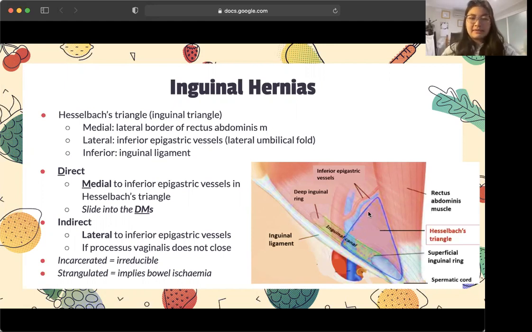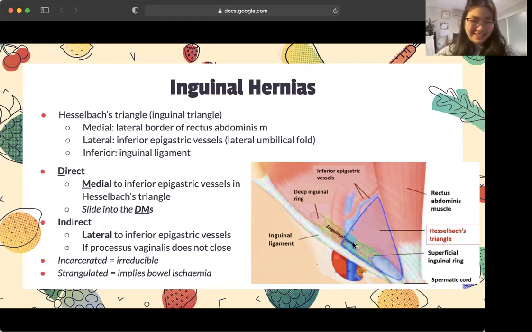You can remember that a direct inguinal hernia lies medial to the inferior epigastric vessels, which means it will happen through Hesselbach's triangle, because pair the D and the M. It's like sliding straight into the DMs. Nobody really wants it, but it happens anyway.